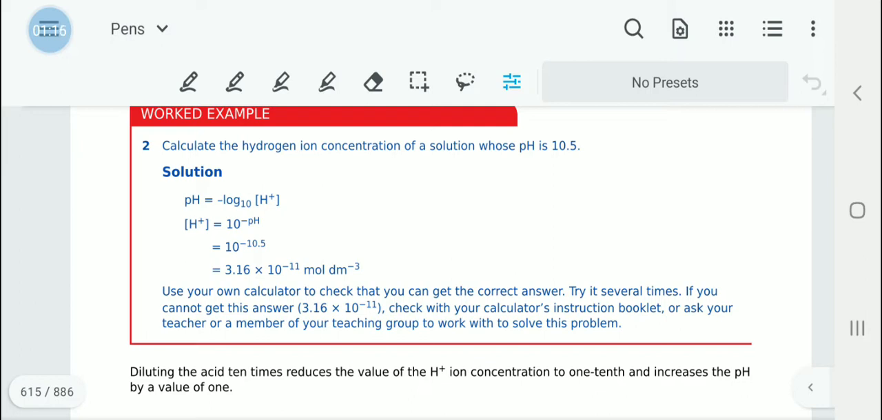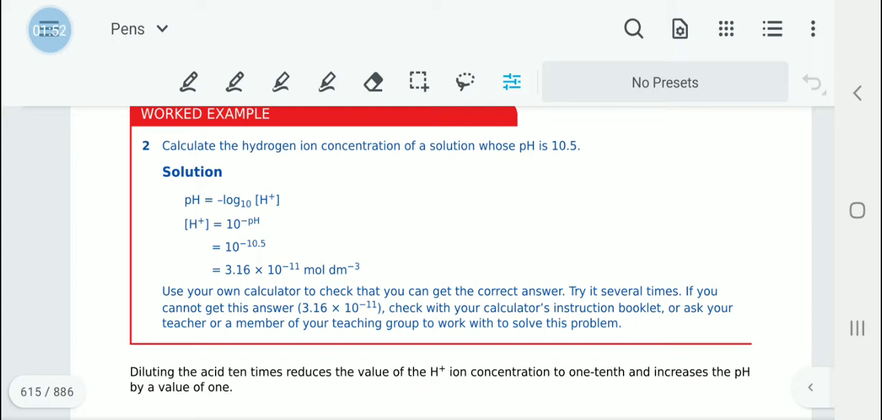If they give you a solution whose pH is 10.5 and ask for the hydrogen ion concentration, we know the equation: pH is equal to negative logarithm of H plus ion concentration to the base 10. So H plus ion concentration is equal to 10 to the power negative pH. Then we get 10 to the power negative 10.5, which is 3.16 times 10 to the power negative 11. Try this several times, until you are completely familiar with how to do it.